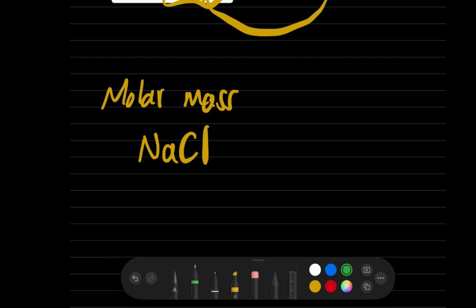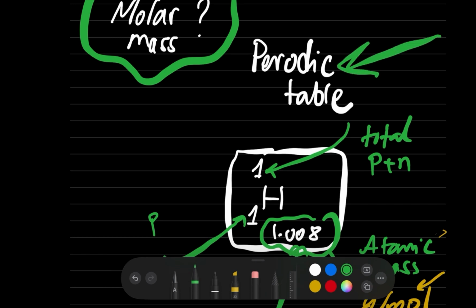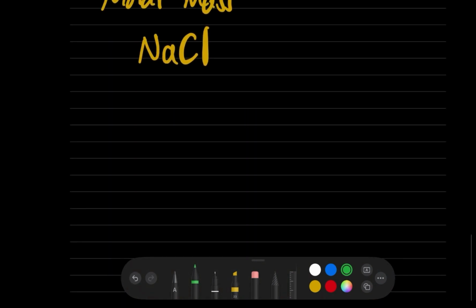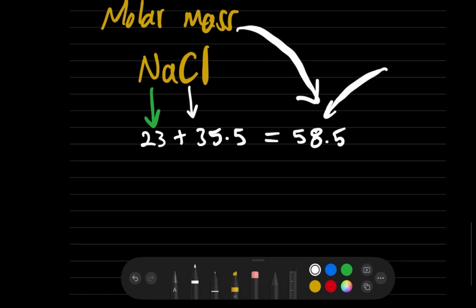All right, so you go to the periodic table again, and let's go to the sodium atom. From the periodic table, you can see that the sodium atom has an atomic mass of 23. And then you say we have another atom, plus. What is the atomic mass of chlorine? It's 35.5. And it equals 58.5. So this is the molar mass of NaCl.